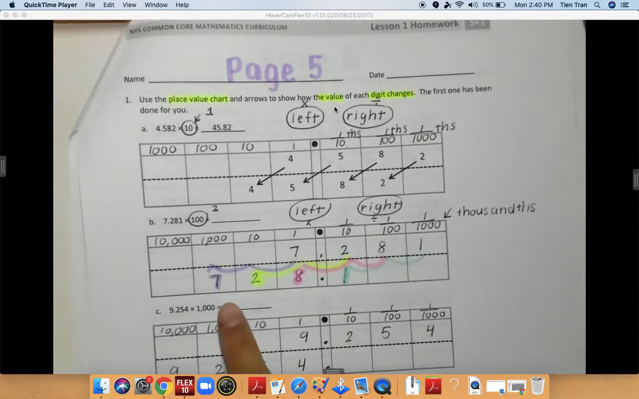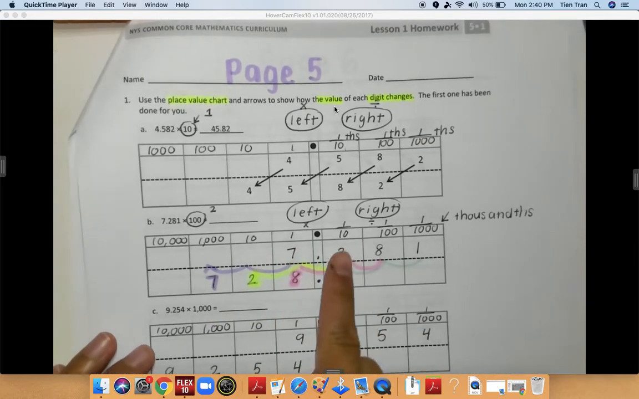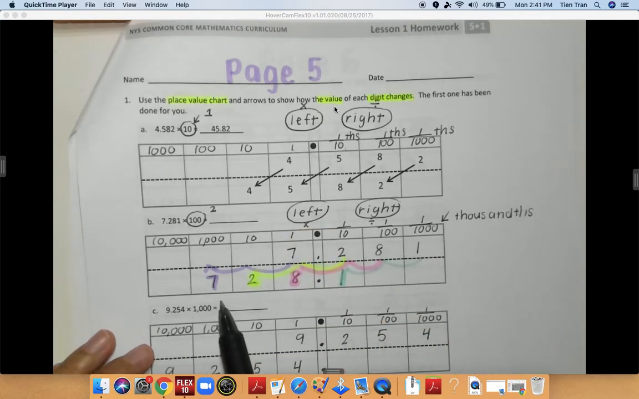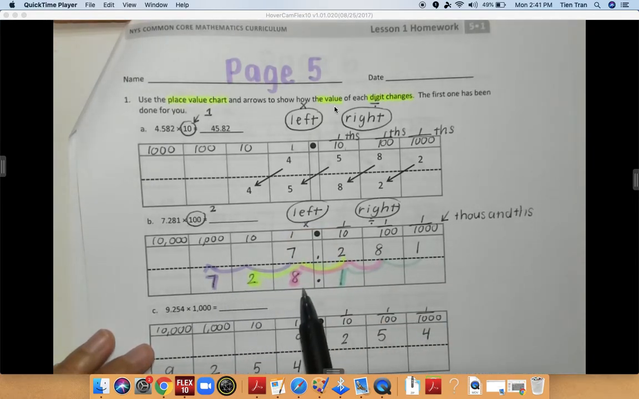So that's how the numbers move. They move over 2 times to the left because I am multiplying. So my final number I have here is 728 and 1/10. So I'm going to write that right there.